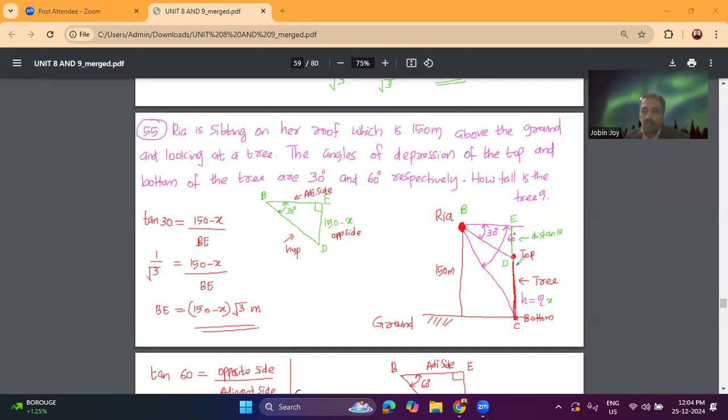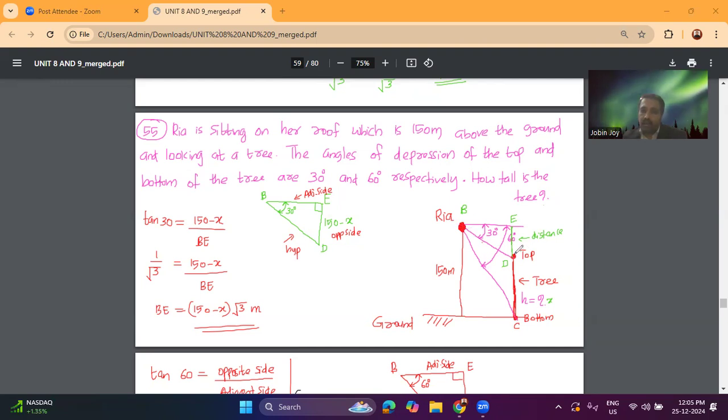And looking at a tree, there is a tree here. This DC represents the tree. The angles of depression of the top and bottom of the tree are 30 degree and 60 degree respectively. The angle of depression means the angle to the bottom side from the horizontal. That is what is called the angle of depression.